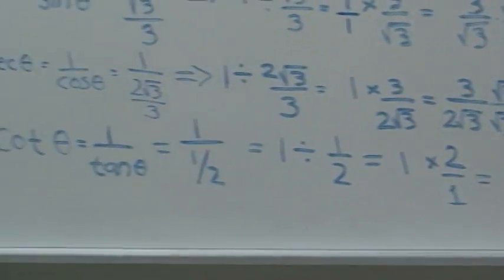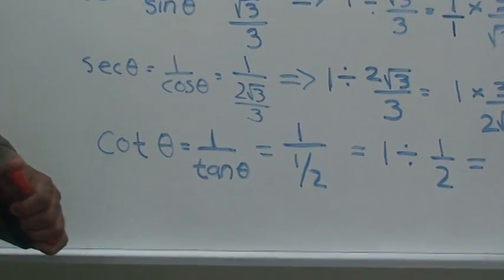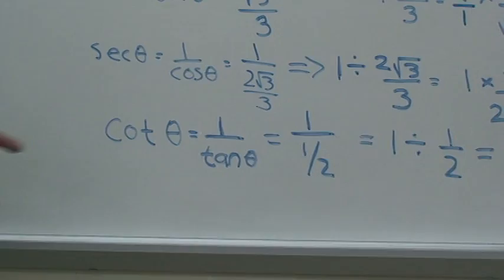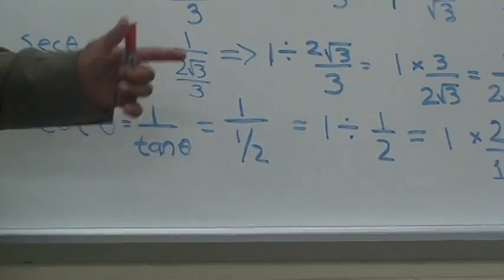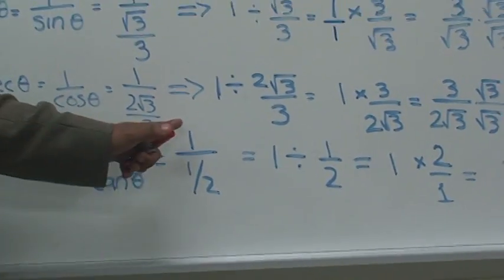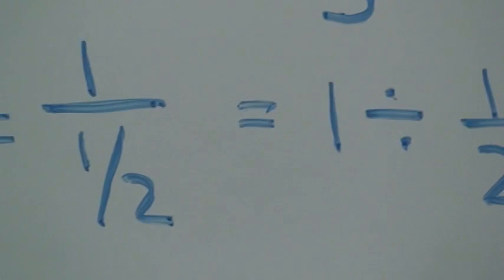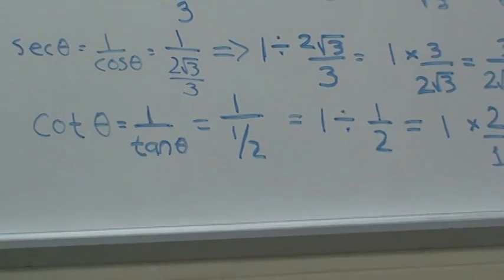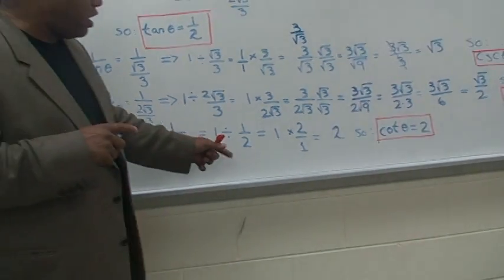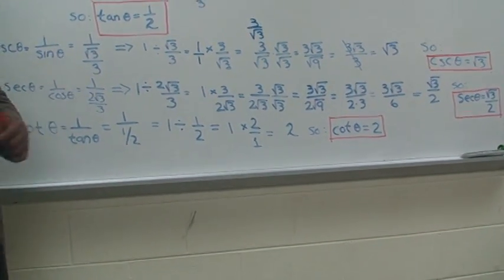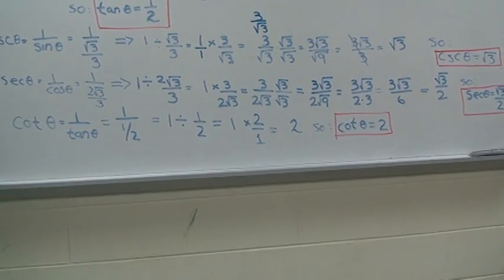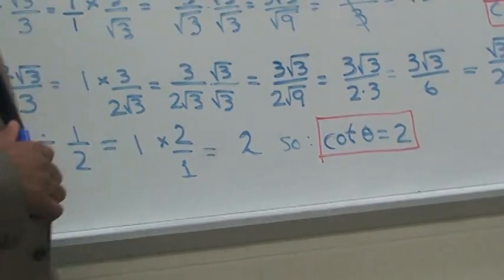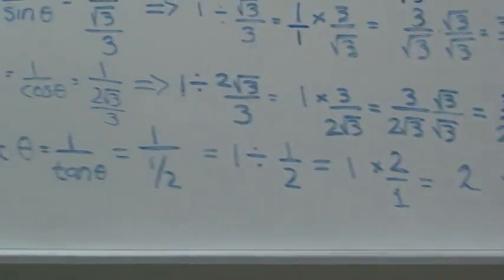And also, cotangent theta is equal to 1 over tangent theta, which entails 1 divided by 1/2. Set it up as a regular division problem, and then simplify and solve the problem, and your answer for cotangent theta will be the value of 2.